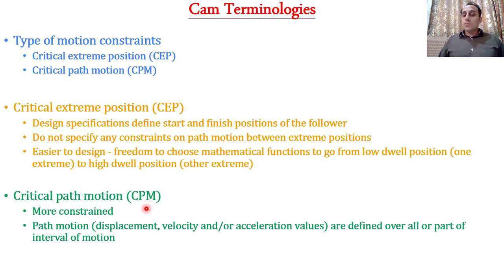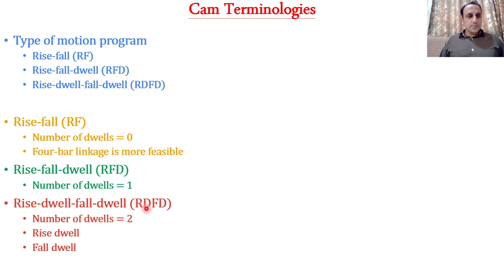How the follower moves from the bottom position to the top position, or from the leftmost position to the rightmost position. What were the velocities? What were the displacements? What were the accelerations? What mathematical function was used to achieve that motion? So this is what critical path motion is. We will discuss those topics in detail in the coming slides.